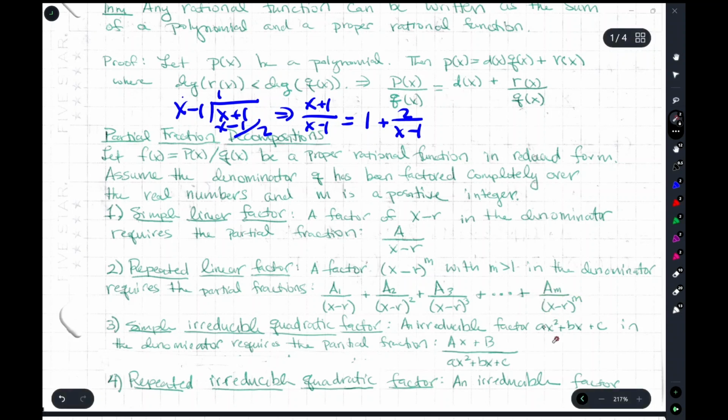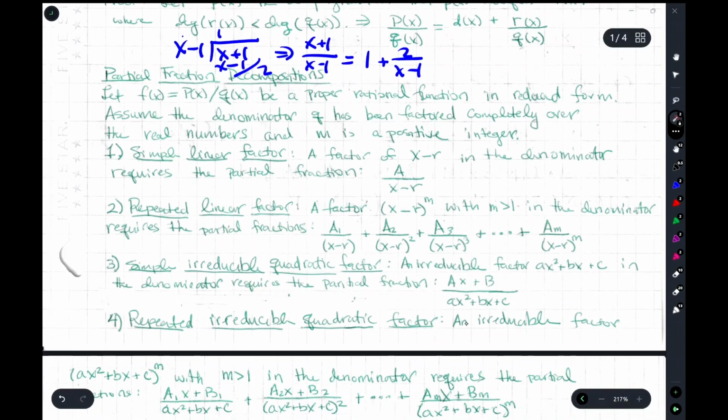Well, what if we have a factor in the denominator that cannot be factored over the real numbers? In this case it's called irreducible. What sort of partial fraction do we include for an irreducible factor in the denominator? We include this: a, which is a constant, times x plus b over this irreducible quadratic.